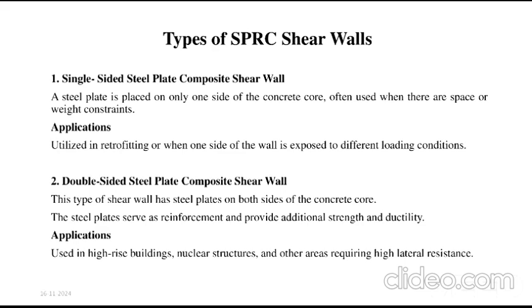The second one is double-sided steel plate composite shear wall. This type of shear wall has steel plates on both sides of the concrete core. These plates serve as reinforcement and provide additional strength and ductility. It is used in high-rise buildings, nuclear structures, and other areas requiring high lateral resistance. Continuing to the components of SPRC shear wall.